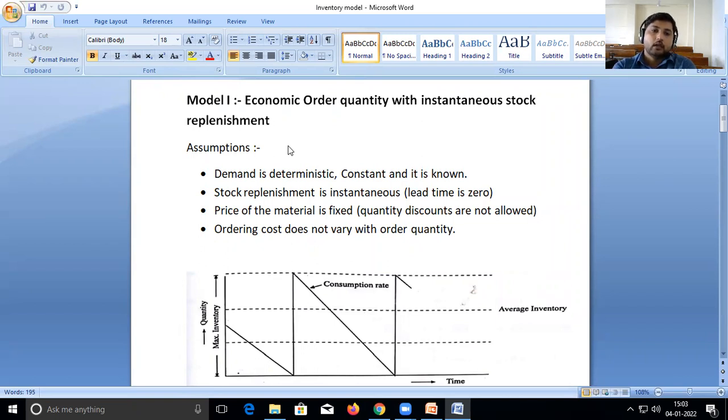Next assumption is price of the material is fixed, in brackets, quantity discounts are not allowed. The next, ordering cost does not vary with order quantity.